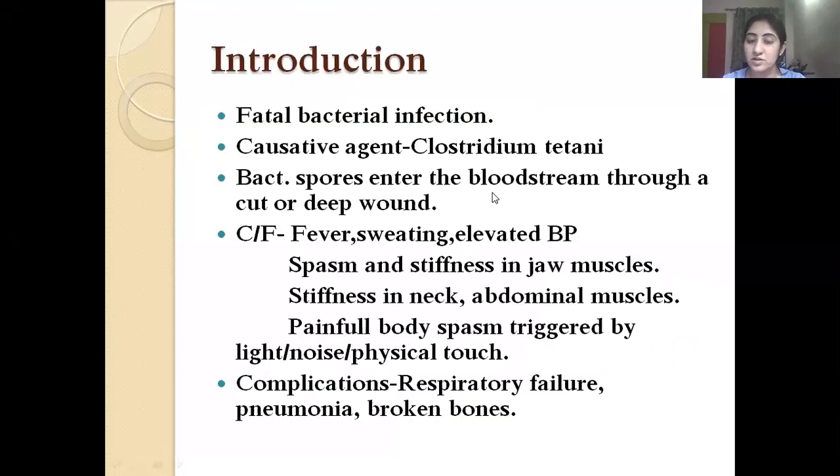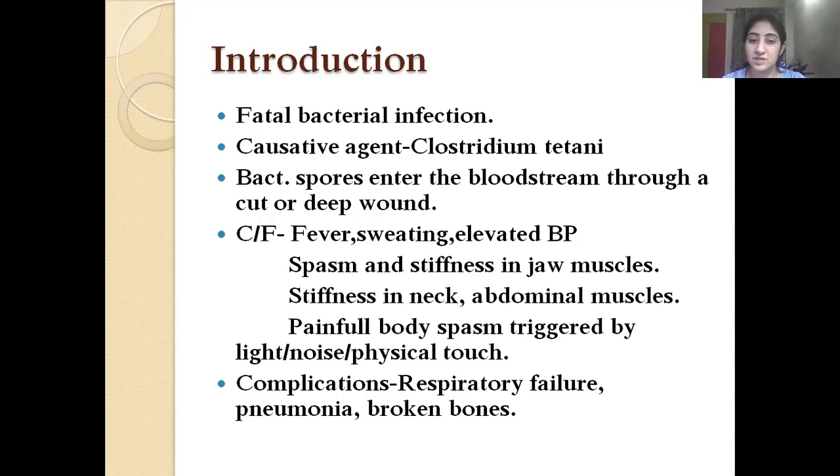First of all, a general introduction regarding tetanus. As you know, tetanus is a fatal bacterial infection. The causative agent is Clostridium tetani bacteria. Bacterial spores usually enter the bloodstream through a cut or deep wound. Clinical features are fever, sweating, elevated blood pressure, spasm and stiffness in jaw muscles.